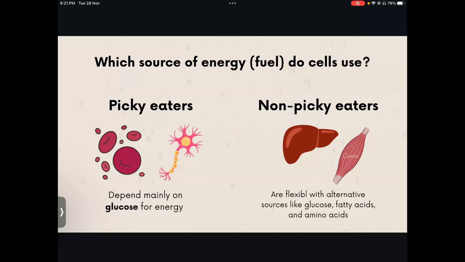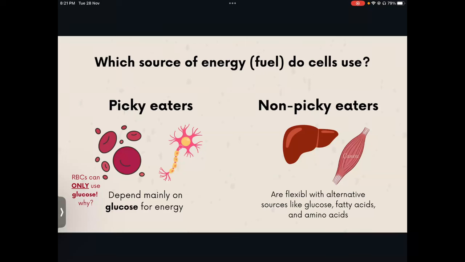While the non-picky eaters, they're okay with anything. They're flexible with glucose, fatty acids, amino acids, depending on what is available. And that includes hepatocytes or liver cells and muscle cells. Now, one thing to note though is we said these picky eater cells depend mainly on glucose, but red blood cells depend only on glucose, exclusively on glucose. They cannot utilize fatty acids or amino acids or proteins or anything like that.